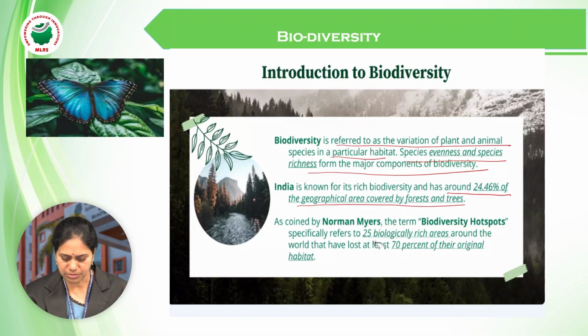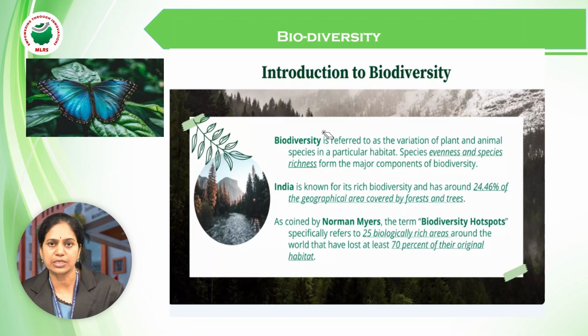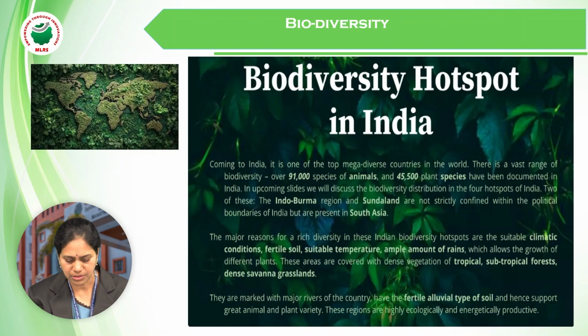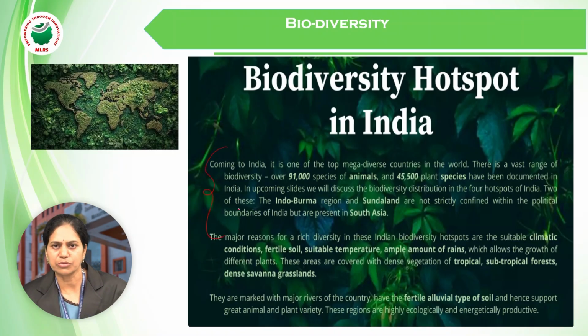So what are these biodiversity hotspots around the world, and why we have to conserve them, is the topic today, especially biodiversity hotspots in India. In India also there are about 4 biodiversity hotspots identified in our own country. Here, over 91,000 species of animals and 45,000 plant species have been documented in India, and the documentation is still an ongoing process.